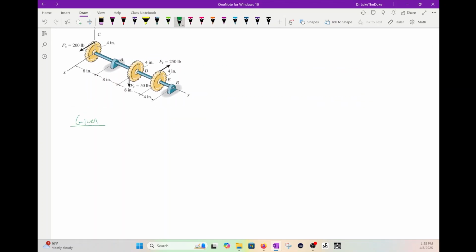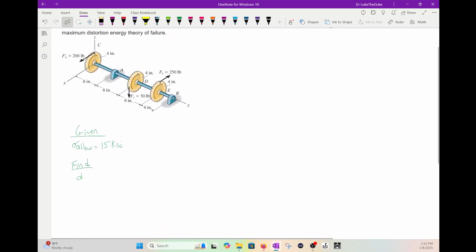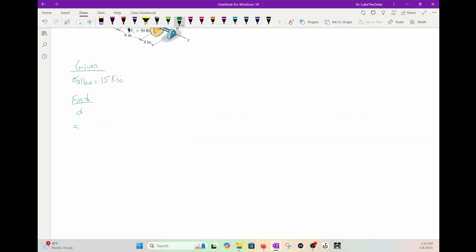So given, we got sigma allow is 15 ksi. We're looking for D. We're going to use the maximum distortion energy theory. Okay. We got our sketch right there. And let's get right to the solution. Okay. We're going to find reactions.